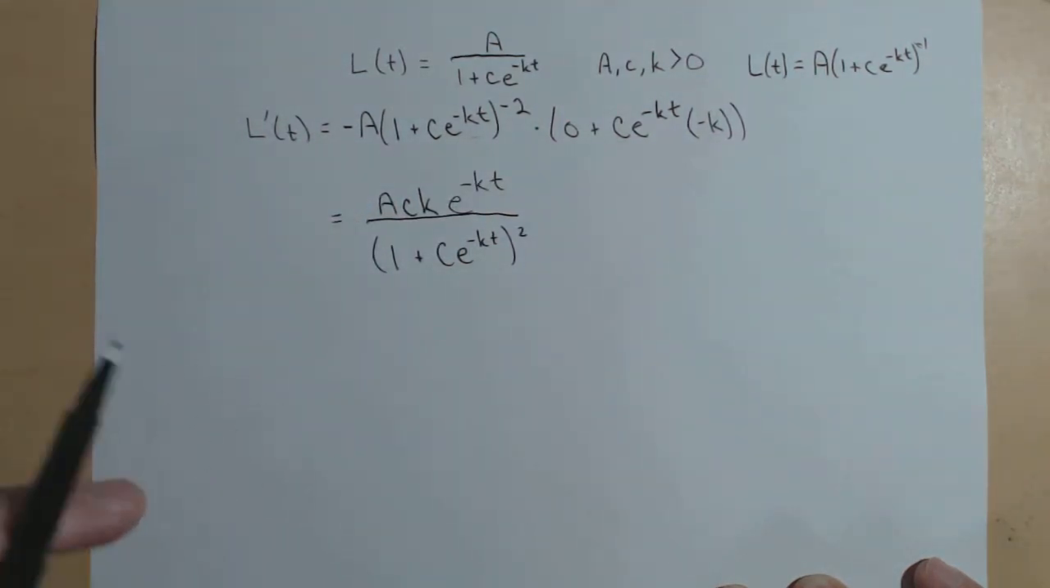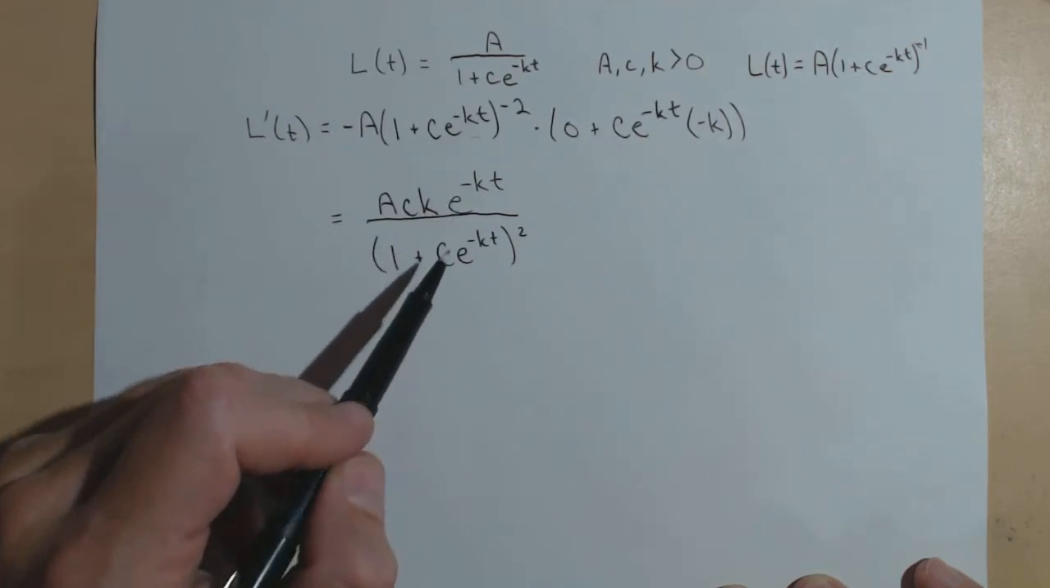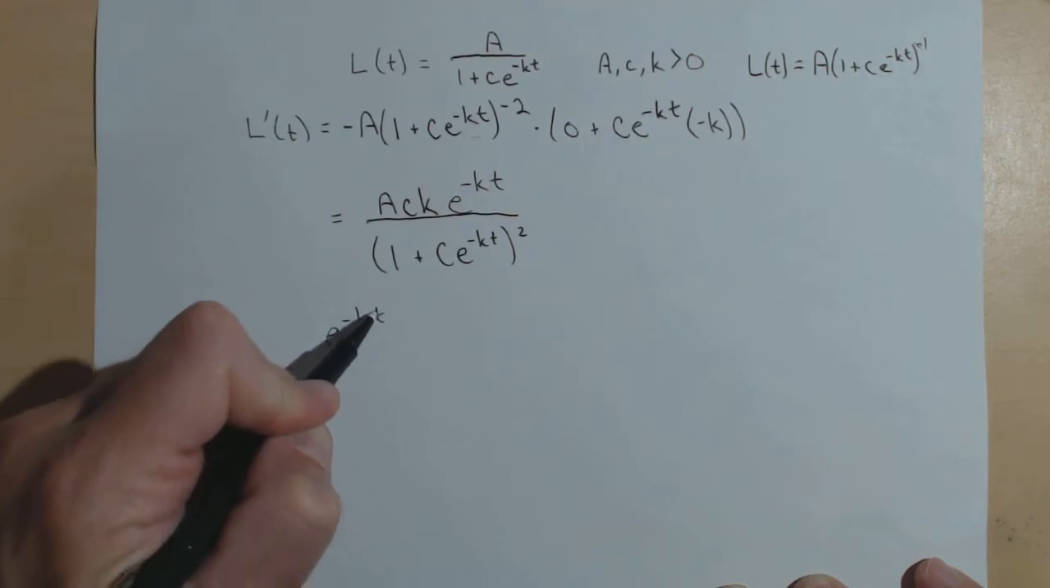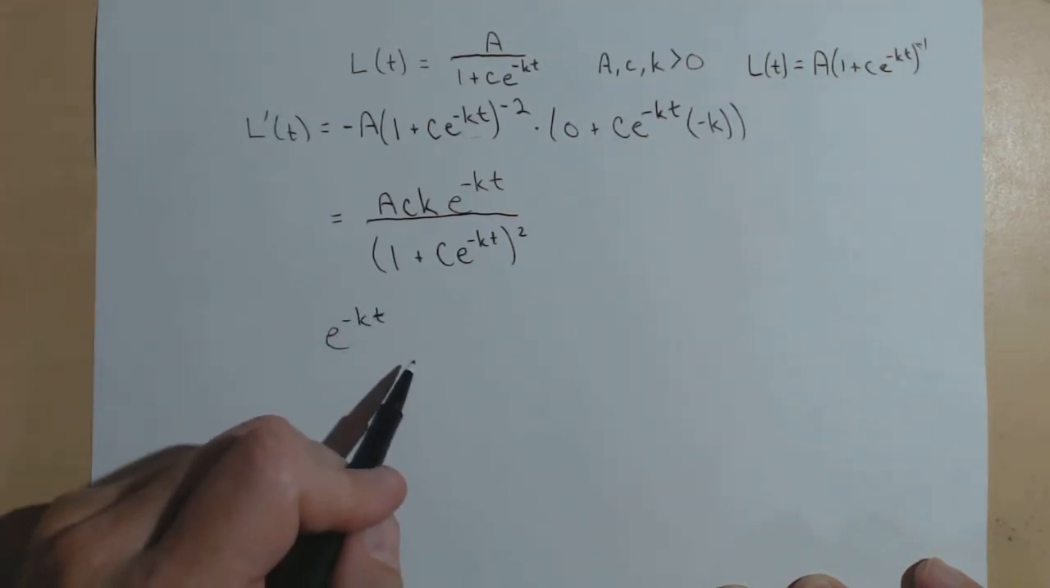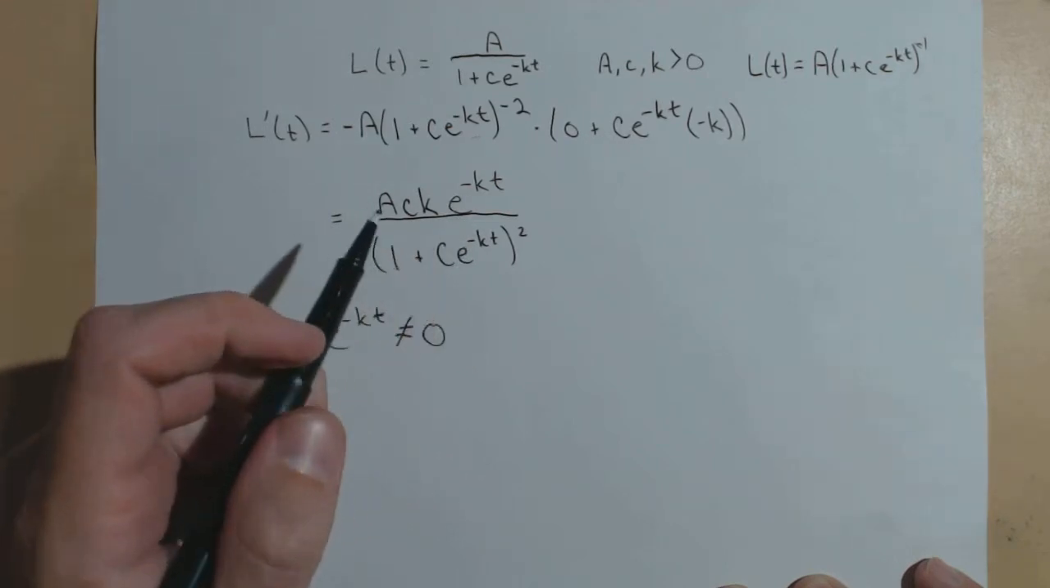Now, remember, we set the derivative equal to 0 and solve. Well, there's only two possibilities for getting a 0. First off is e to the negative kt. Well, that's an exponential function with a horizontal asymptote at 0. It is never equal to 0.